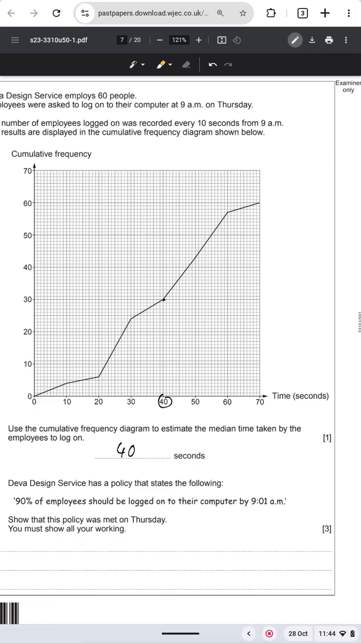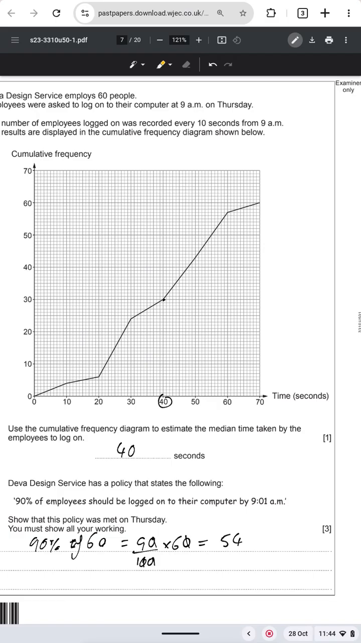Dava Design Services has a policy that states 90% of employees should be logged onto their computer by 9:01 a.m. Show that this policy is met on Thursday. So we have to find 90% of the 60 people, which is equal to 90 over 100 times by 60. So we can cancel the zeros. So we've got 9 times 6, so that's 54.